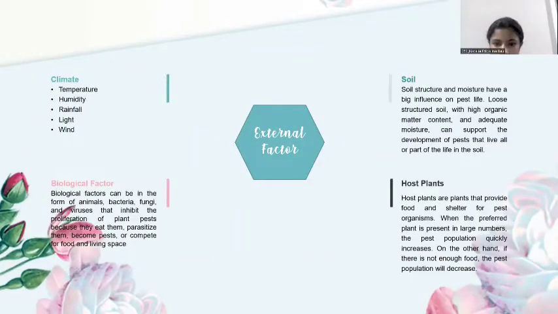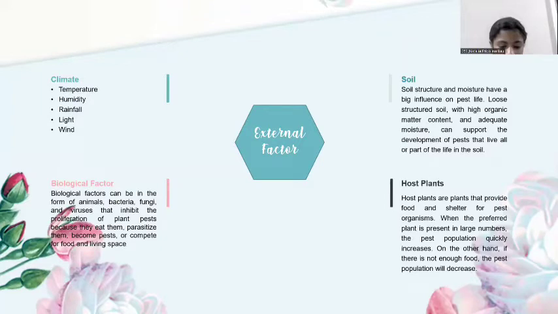There are 4 external factors. First is climate. The climate has 5 parts. 1. Temperature. Insects are cold-blooded organisms where their body temperature is strongly influenced by environmental temperatures. Each insect has a certain temperature range. Outside the ideal temperature range, insects will either freeze and die or overheat.